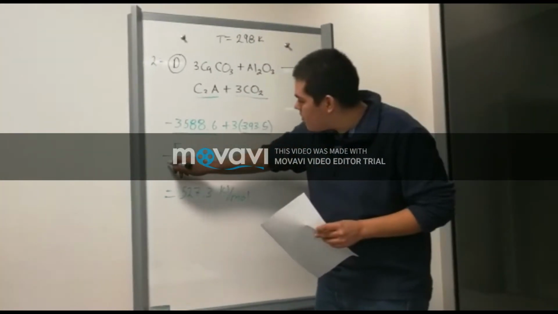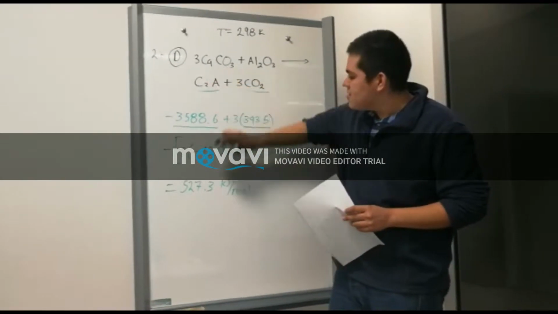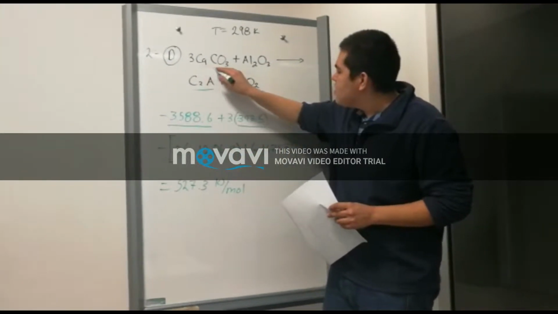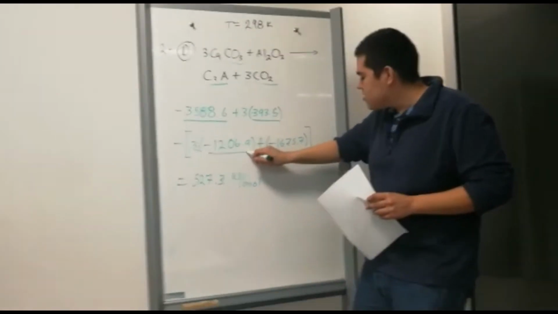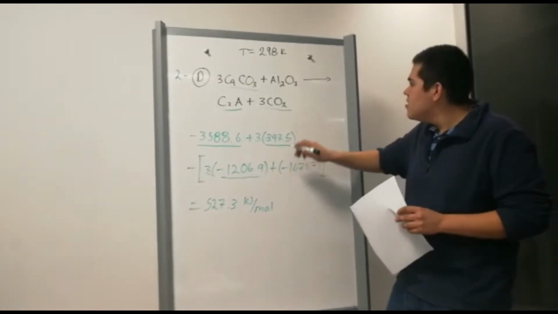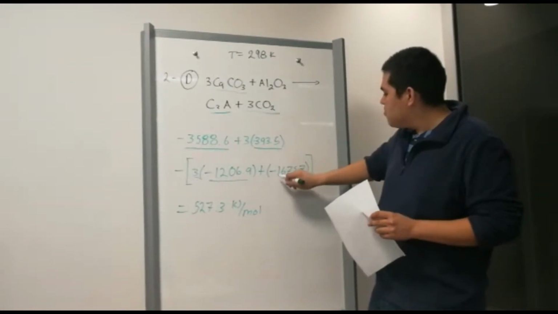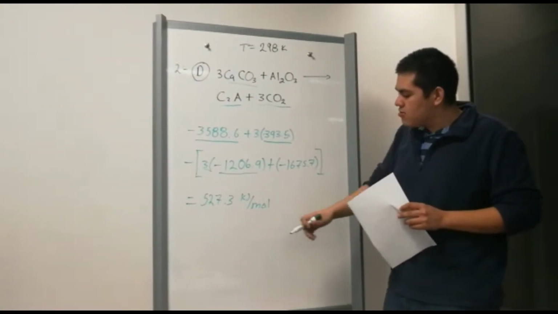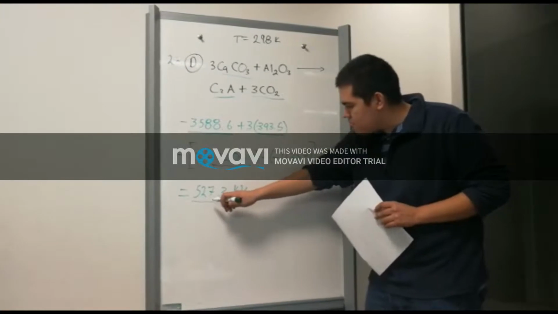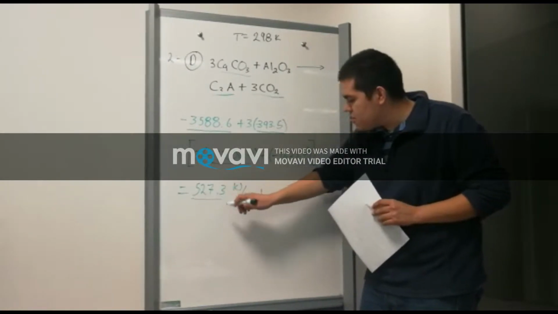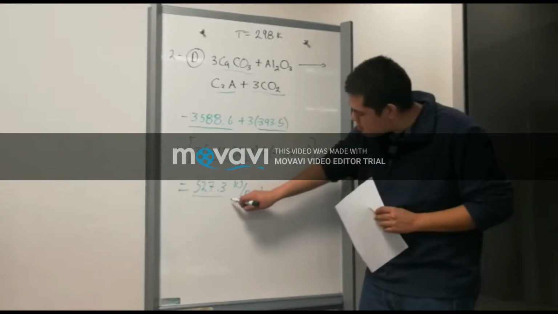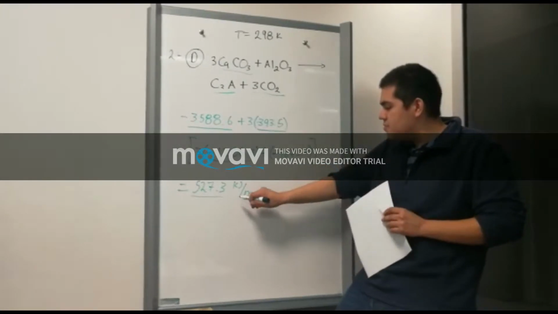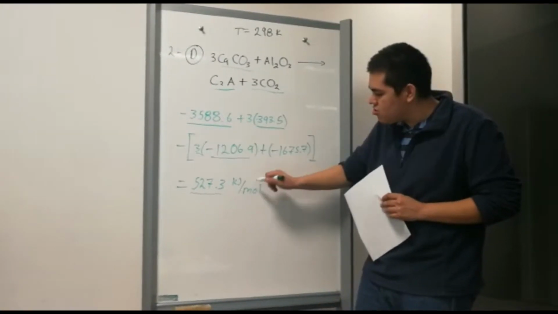Now, this is minus the sum of the reactants, that in this case is 3 times the enthalpy of formation of K2CO3, plus the enthalpy of formation of alumina. If we solve this, we are going to get this part, that is 527.3, and remember, we need to specify the units. In this case, it's kilojoules over mole.